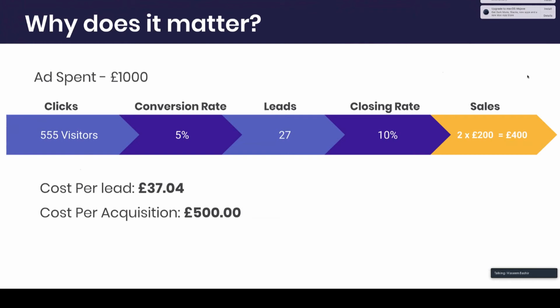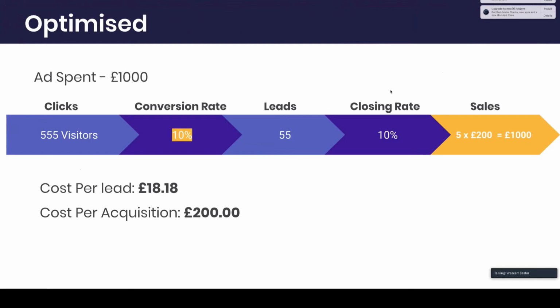So for example, the conversion rate, which is basically visitors to leads, and that's where we come in. We build landing pages where we improve conversion rates. So now imagine if we came up with a new version which improved conversion rates by 10%. That would change the game altogether. So here, now with a 10% conversion rate, we have 55 leads instead of 27, which means with the same closing rate of 10%, we now have 5 customers who will pay us £200, which is in total £1,000, which will cover the ad spend.